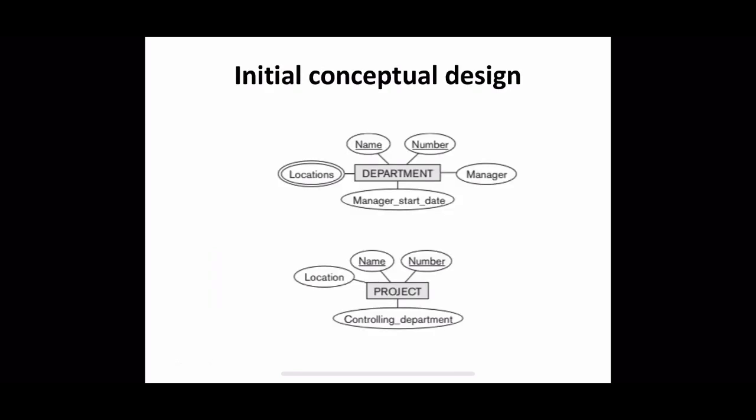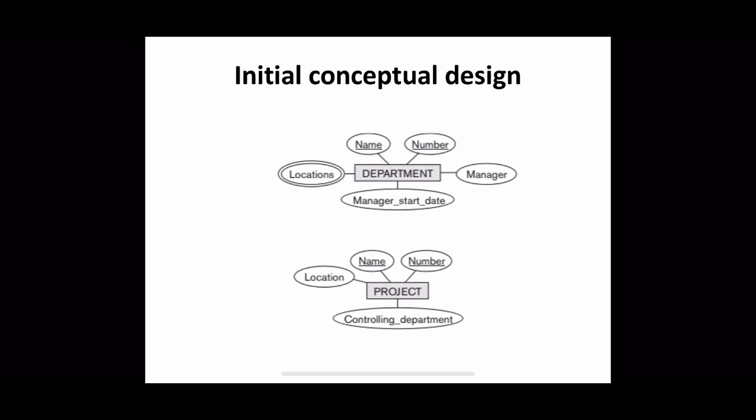So in case of department, the department is the entity type, and this department has attributes like locations, name, number, manager and manager start date. Those are the attributes for the department entity type. Within that, name and number act as keys for this department. Then location is a multi-valued attribute. A department can have multiple locations. So these are the basic things about the department entity type.